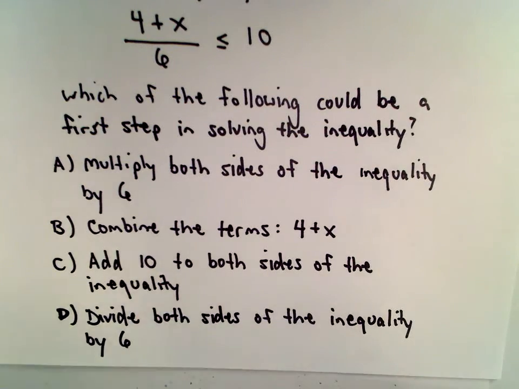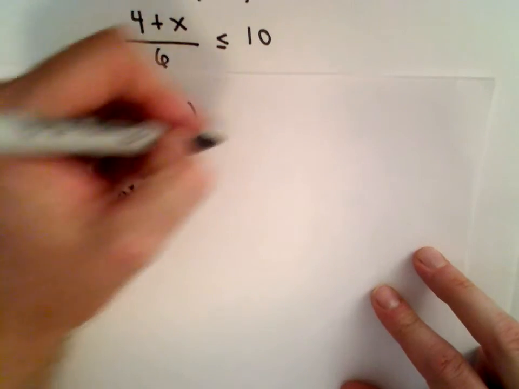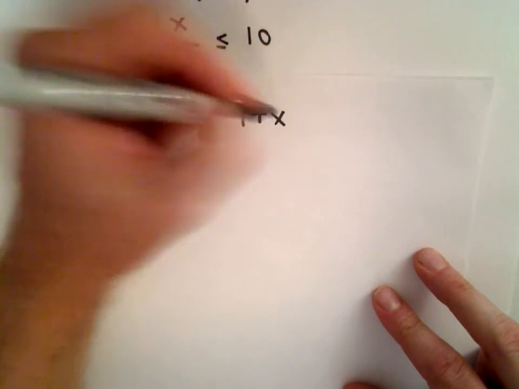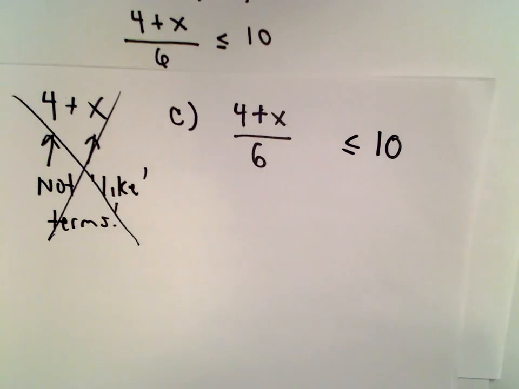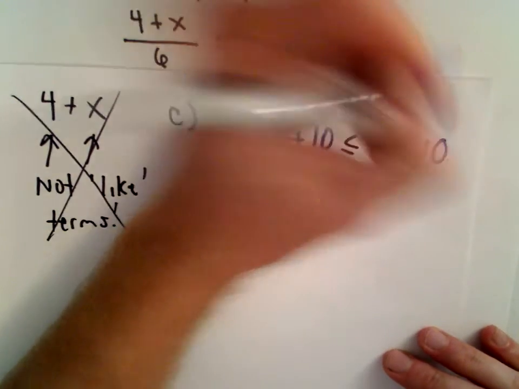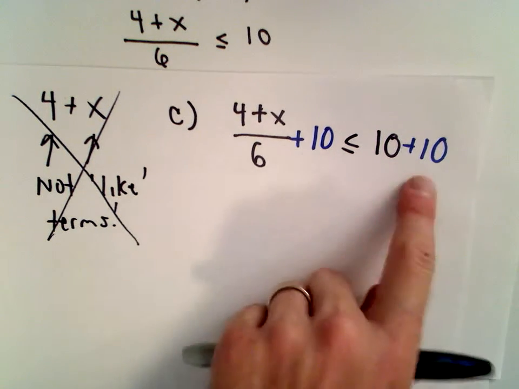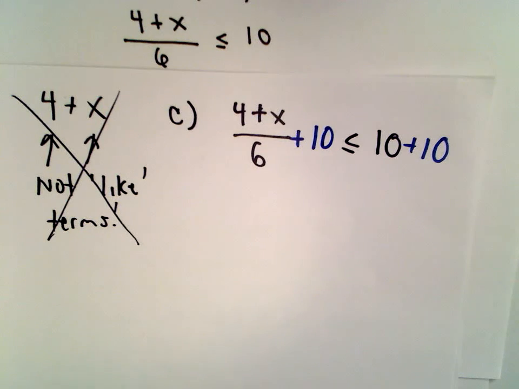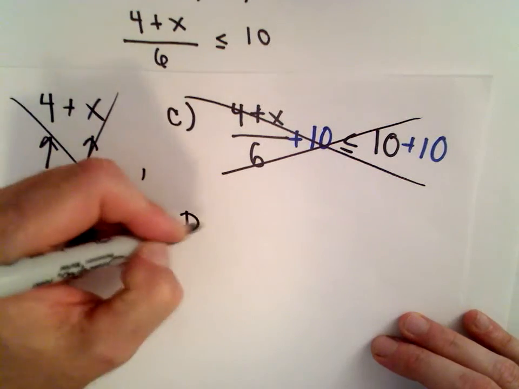Part C says add 10 to both sides of the inequality. Okay, so part C suggests adding 10. Well, again, adding 10 to both sides, it's technically correct, there's nothing wrong with that, but I'm just creating more terms and I don't see how that's really going to help me simplify. So C to me doesn't seem like it's going to do anything useful.